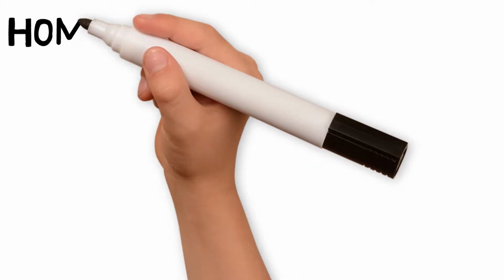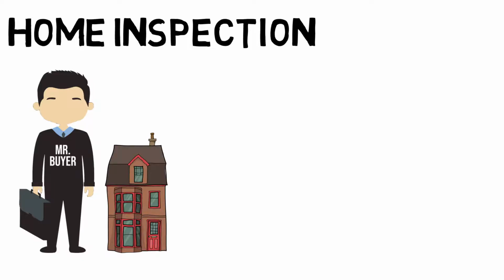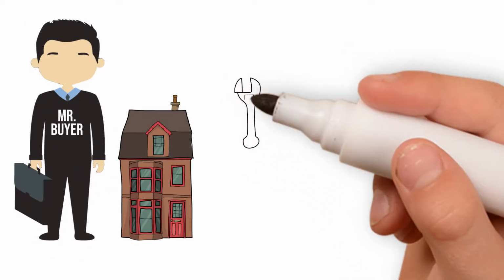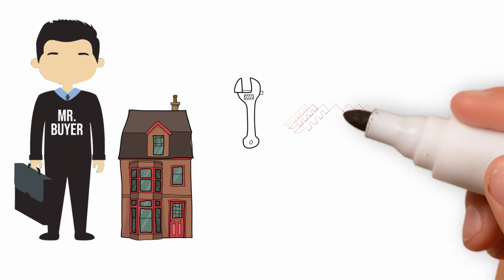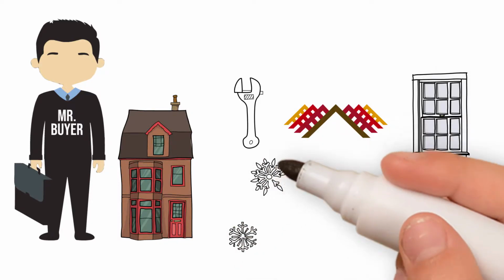Done. Then you have your home inspection contingency, which basically states that you, the buyer, have an opportunity to do a home inspection on the property to check the plumbing, to check the roofing, to check the windows, to check the air conditioning, just to make sure that things are running fine. Once you're satisfied with that inspection, then you can remove that home inspection contingency.